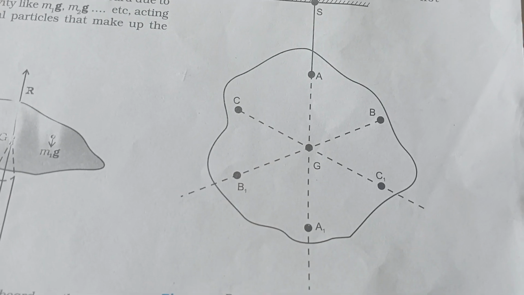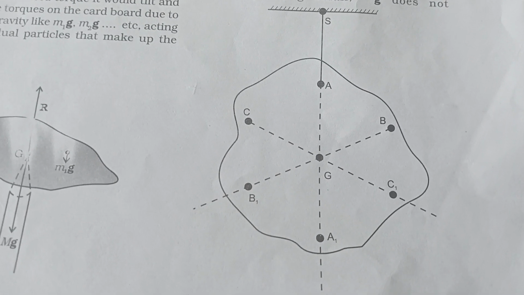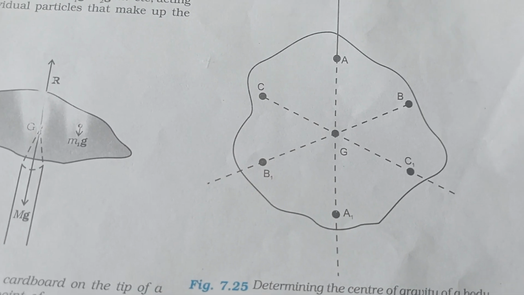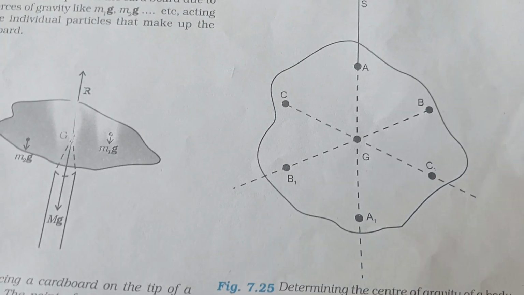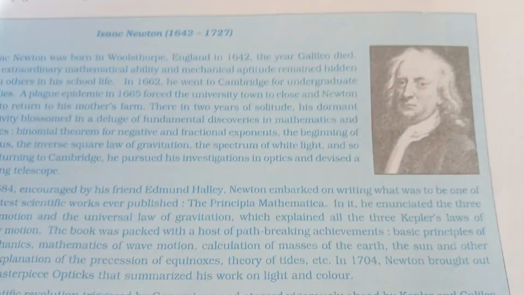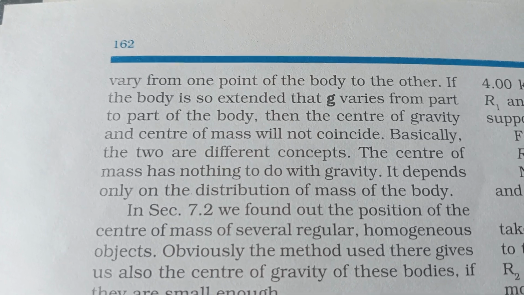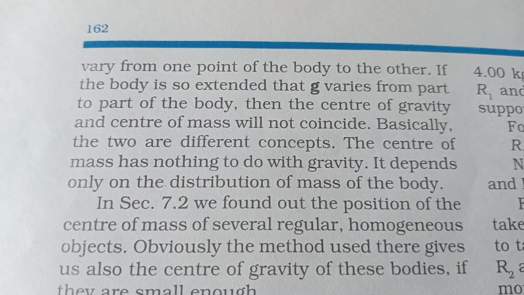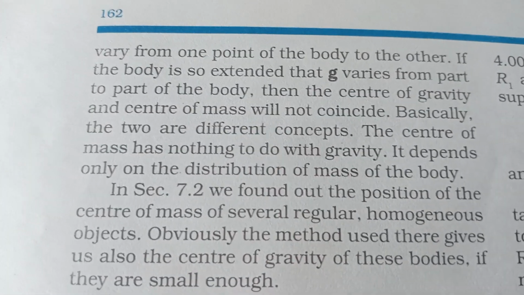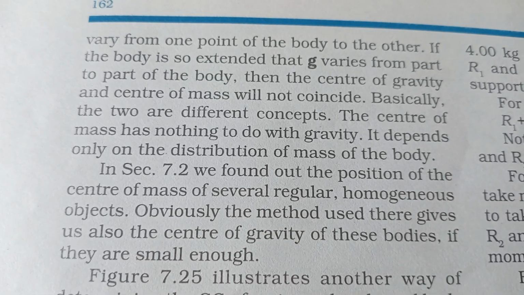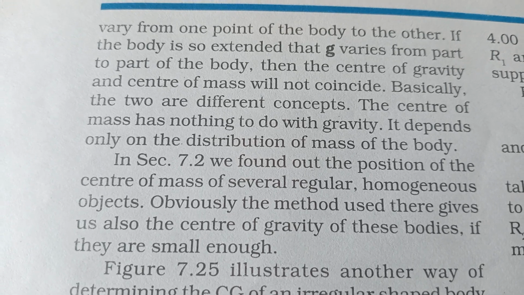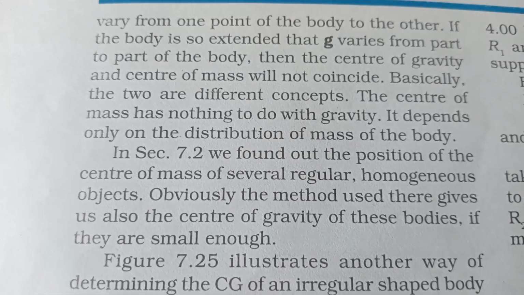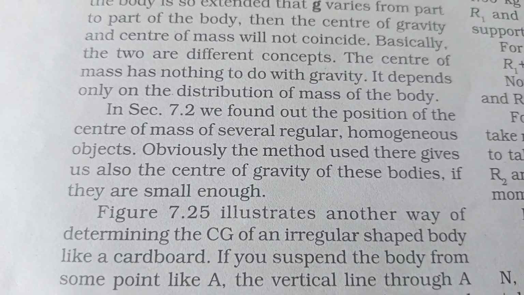इसमें आपने हैंग किया है ना, ऊपर से हैंग करोगे किसी ऑब्जेक्ट को, और अगर वो बैलेंस हो जाता है तो इसका मतलब है कि अपवर्ड डायरेक्शन और लोअर डायरेक्शन में लगने वाले फोर्स जो हैं वो एक दूसरे को बैलेंस कर रहे हैं. CG may vary from one point of the body to another point. If the body is so extended that g varies from part to part of the body, then the center of gravity and center of mass will not coincide. Basically, the two are different concepts.